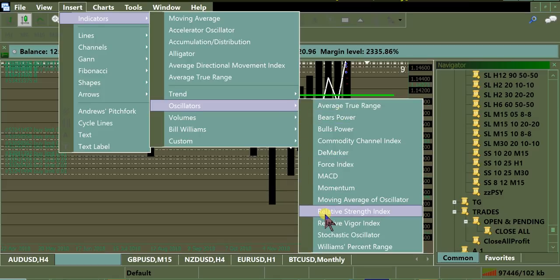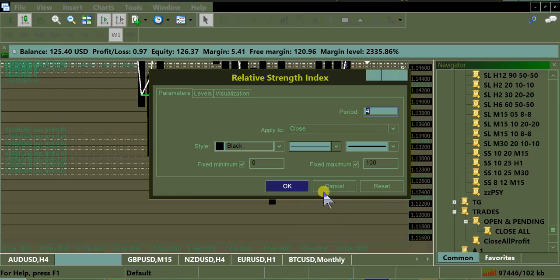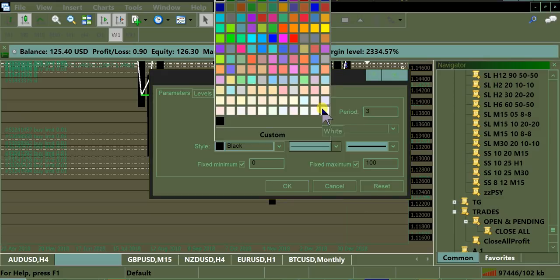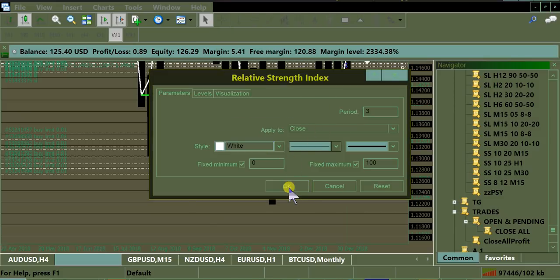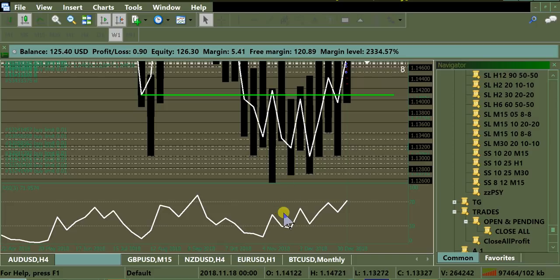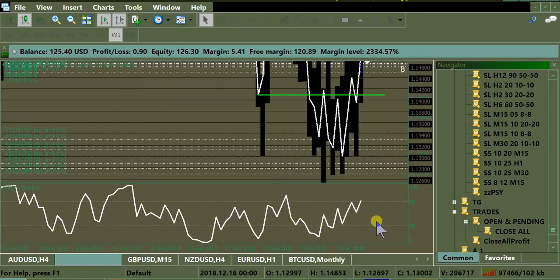And I do understand the RSI. I'm going to go for the 3 period, I hope. No, 4. Well, that's kind of laggy. I'm going to go for a white RSI. Classic 70 overbought, oversold. So here's the RSI story of the weekly euro dollar.